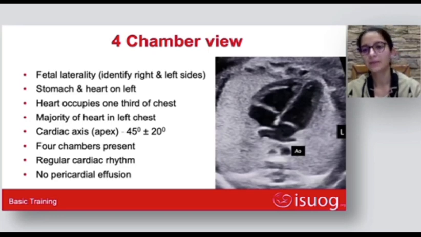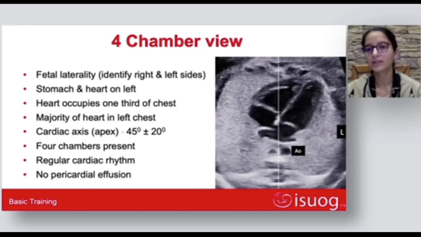As you can see in this image, heart normally occupies 1/3 of the chest. Majority of the heart lies in the left chest, which can be determined by drawing this simple line, which is antero-posterior from the sternum to the spine, bisecting the chest into 2 equal halves. And you can see that the bulk of the heart lies to the left of this line. The cardiac apex, as I pointed out earlier, points towards the left normally.